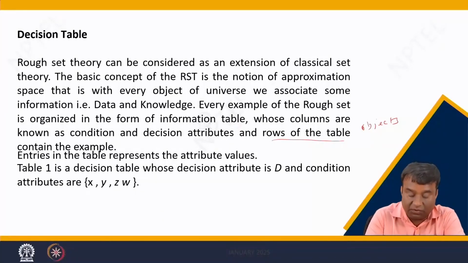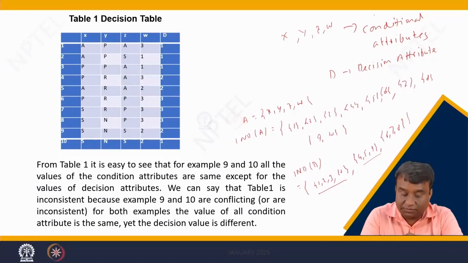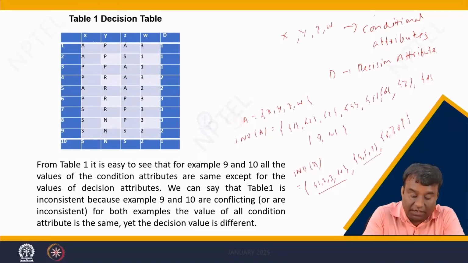So you know the decision table. Here we are solving one example. Rough set theory can be considered as an extension of classical set theory. The basic concept of rough set theory is the notion of approximation space, that is, with every object of the universe we associate some information, that is data and knowledge. Every example of rough set theory is organized in the form of an information table, whose columns are known as condition and decision attributes, and rows of the table are the objects. Here we are considering one table where X, Y, Z, W are the condition attributes and D is the decision attribute, and the total number of objects is 10.